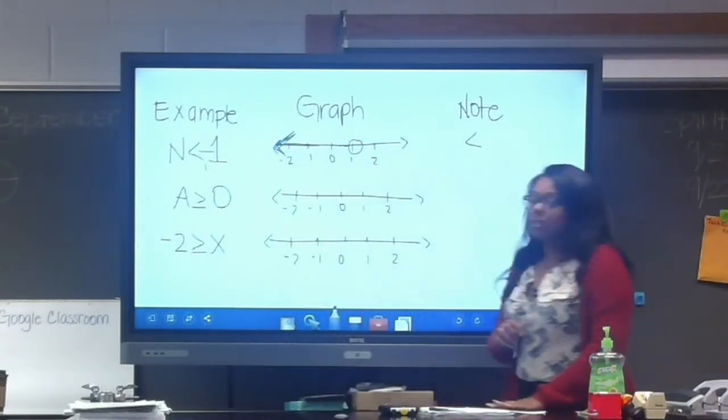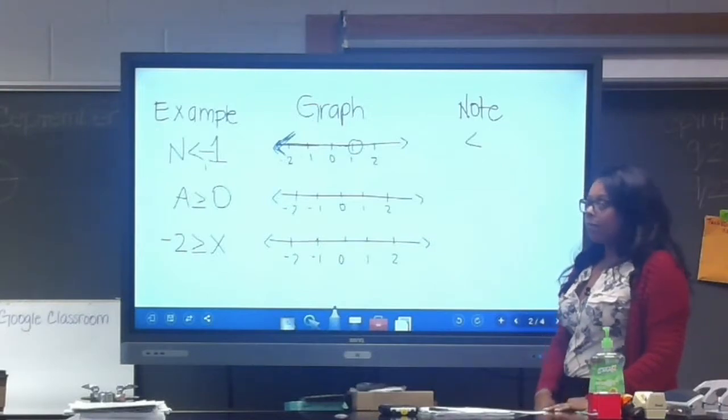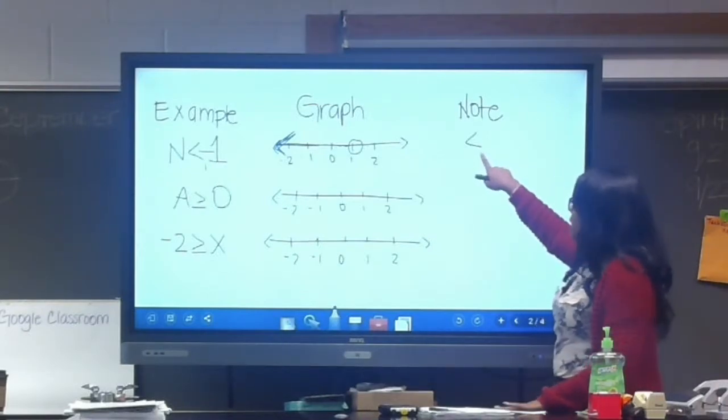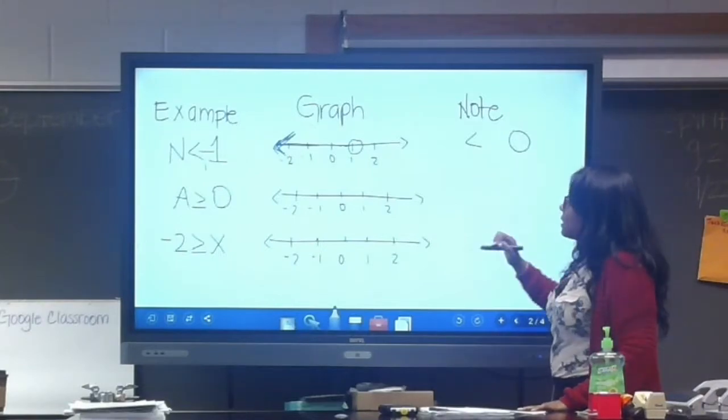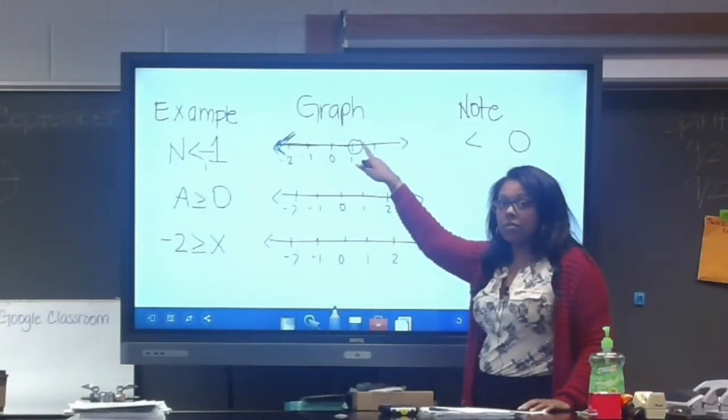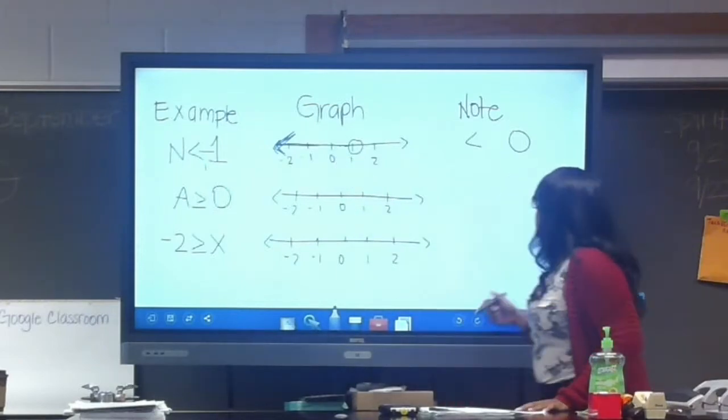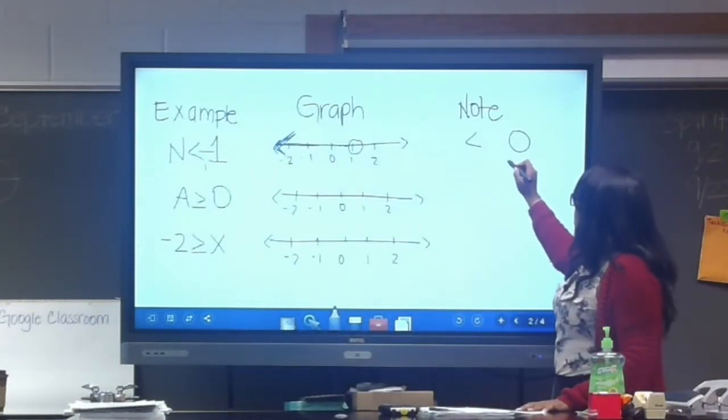This is the graph of a one variable inequality. So as we note here, when we have the symbol less than, we have to have an open circle because n cannot equal 1, it's just values less than 1. In other words, this is known as exclusive.